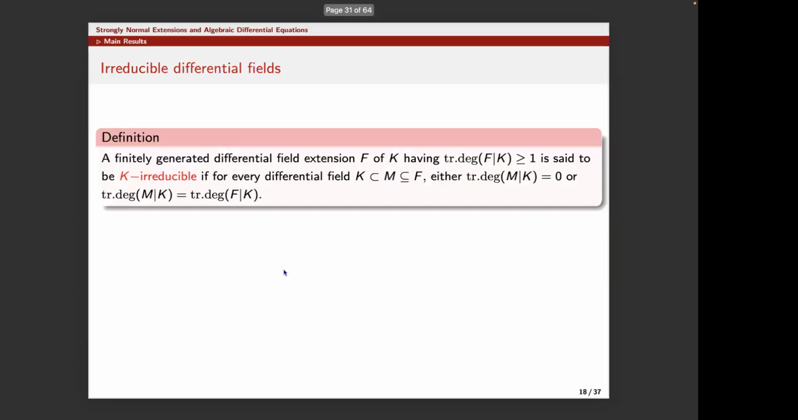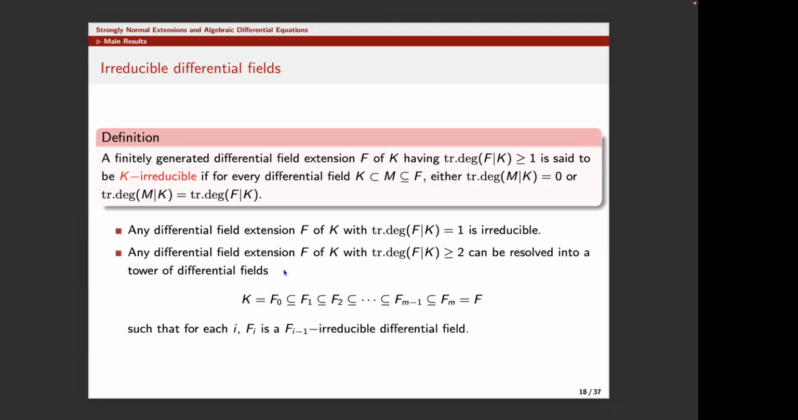So to characterize differential subfields of strongly normal extensions, we define what we call irreducible differential fields. A finitely generated differential field extension F of K having transcendence degree greater than or equal to 1 is said to be K-irreducible if every differential field intermediate to K and F has either transcendence degree 0 or the same transcendence degree as F over K.